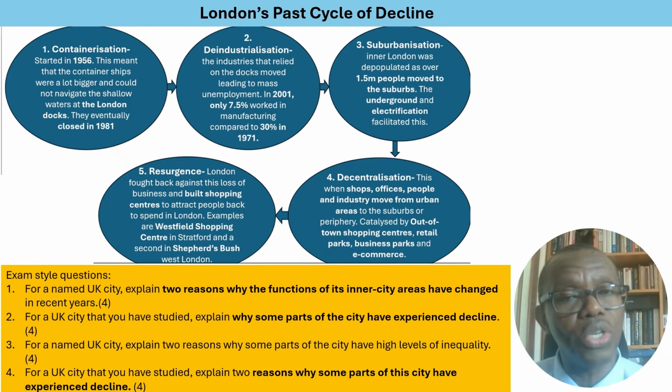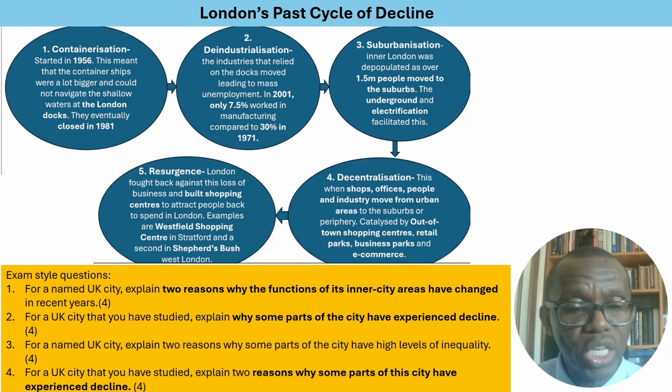But then we also do know that there are some areas where that has not happened. And as a result of that, there's likely to be disparity in terms of income, which then leads to the inequality that is being asked about here. Then the last question is, for a UK city you've studied, explain 2 reasons why some parts of this city have experienced decline. So again here, this is similar to one of the questions we talked about earlier, and that is as a result of deindustrialization and decentralization.